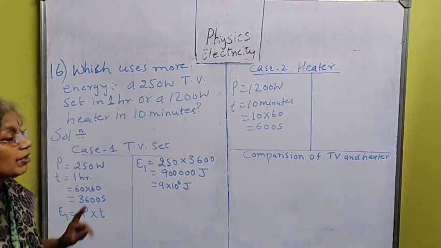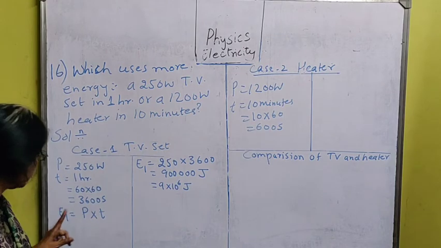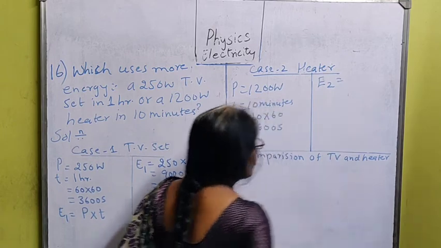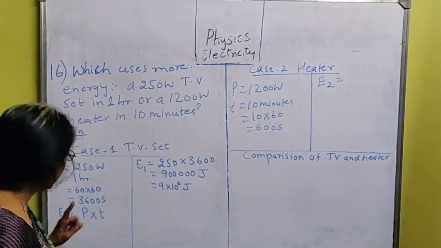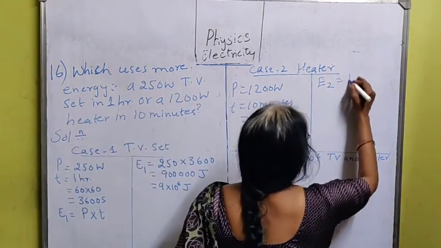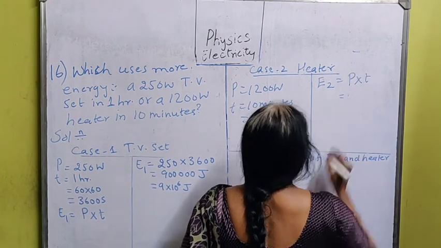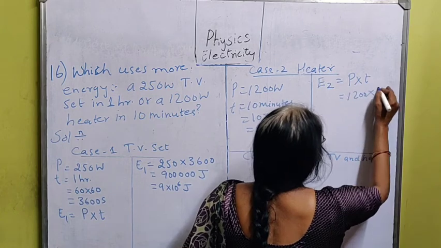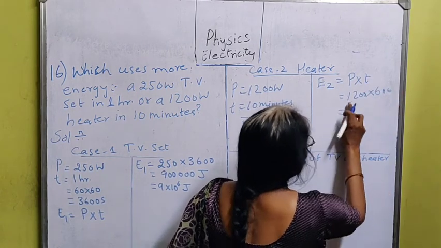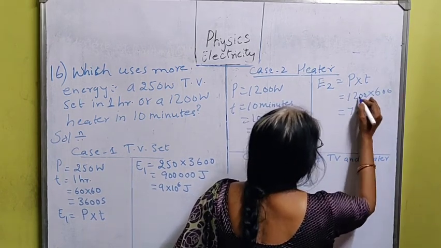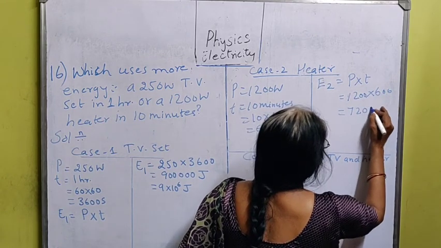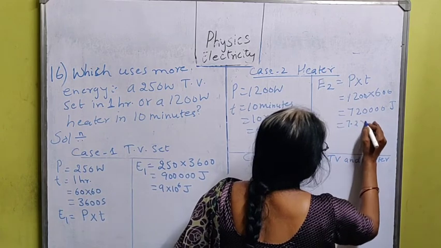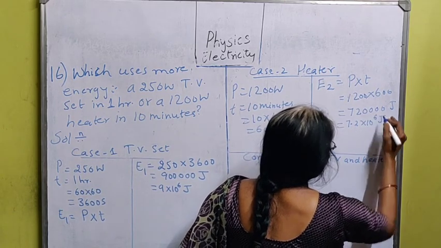Now we have to find out what is the energy in heater. So energy in the heater, let it be E2. So what will be E2 is equal to? E2 is equal to P into T. So that is equal to, power is how much? 1200 into 600. So 12 6s are 72. 1, 2, 3, 4 zeros, joules. This also I will write as 7.2 into 10 to the power of 6 joules.